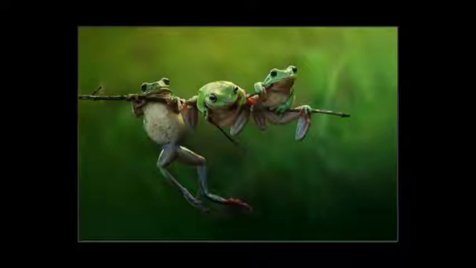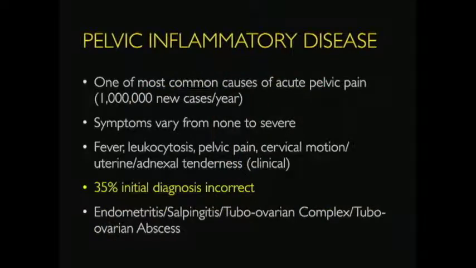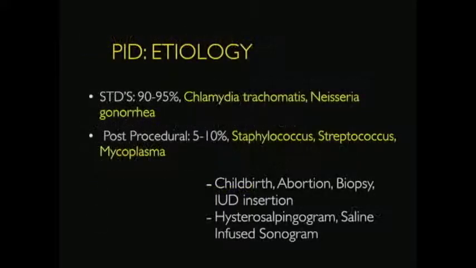Okay, so we're almost done. I just wanted to add one more entity here, which can be confusing, and we're not going to go into the details of PID. Just wanted to mention that 35% of the time, the initial diagnosis is incorrect. We have to remember the clinical history, that there has to be a history of sexually transmitted diseases or some sort of intervention or procedure which can put the patient at risk of infection.